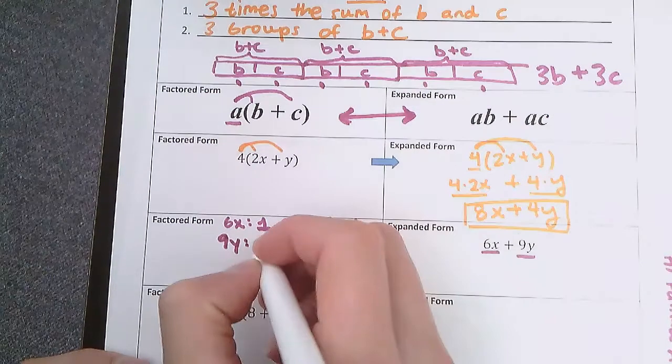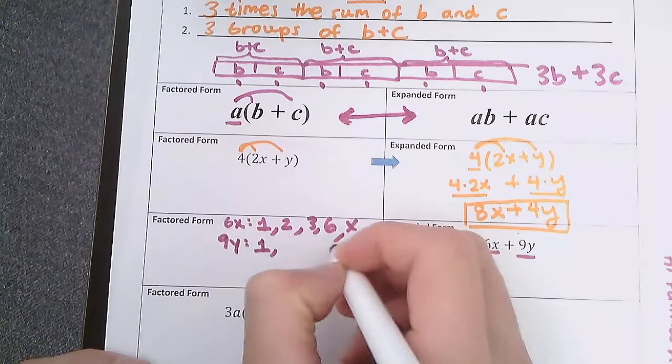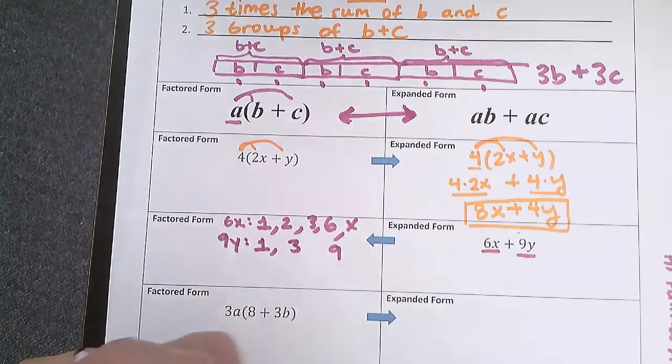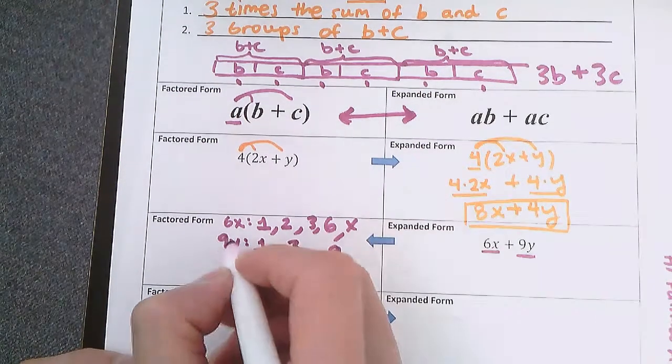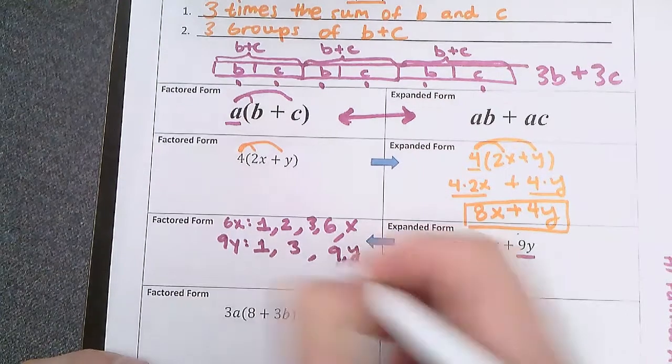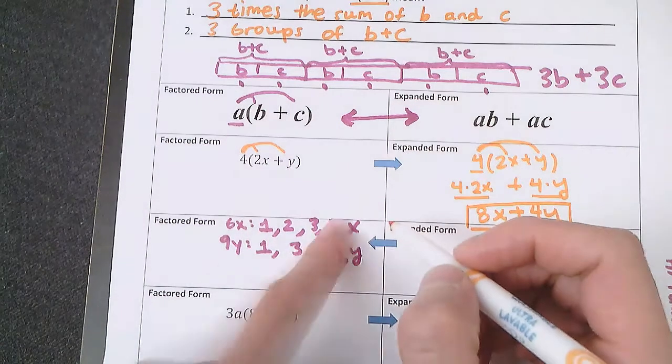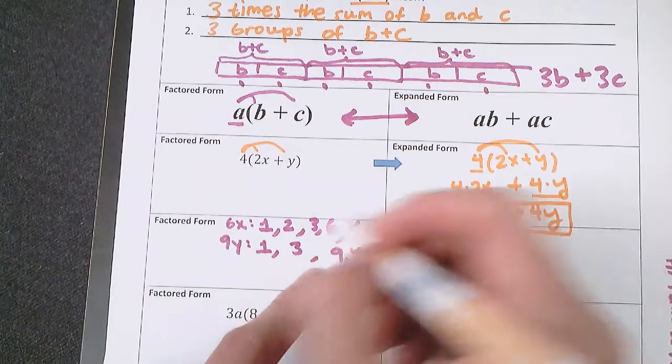Let's list out the factors. 1 and 9. And I know I can also divide 3. I think that's it: 1, 3, and 9. And there's a variable y, so y is also a factor. Let's find the greatest common factor, so the biggest number that occurs in both lists. That's going to be 3.